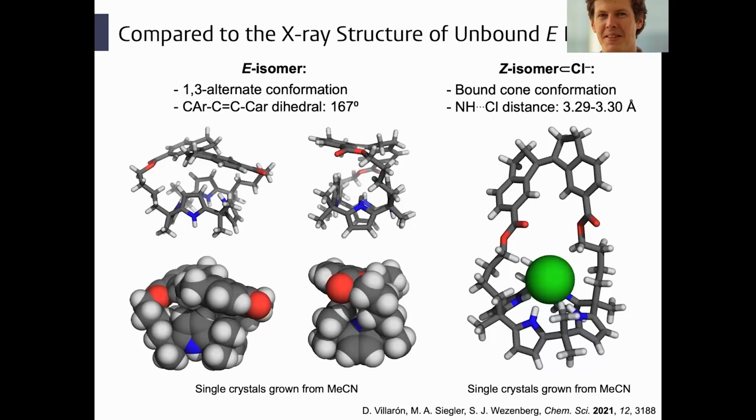Also, usually the E isomer of stiff stilbene would be flat, and here you see that it's somewhat bent, illustrating that there's strain on this bridge.